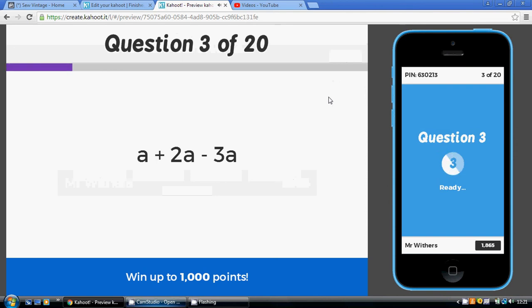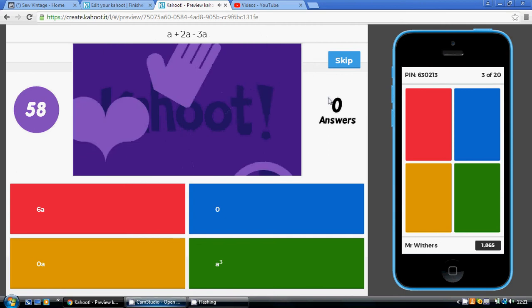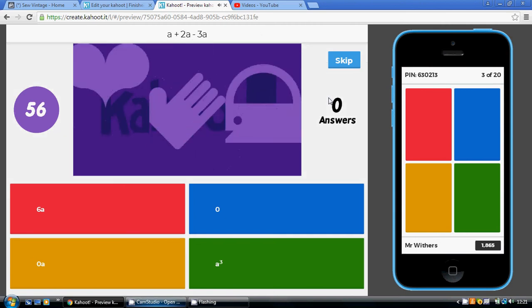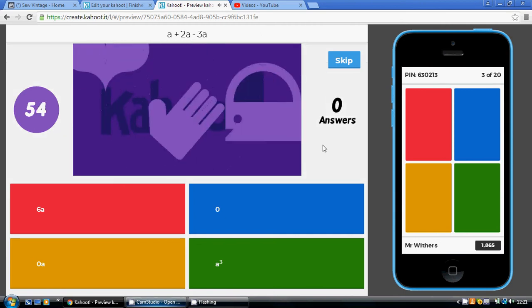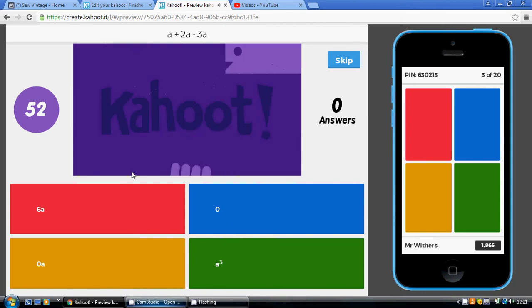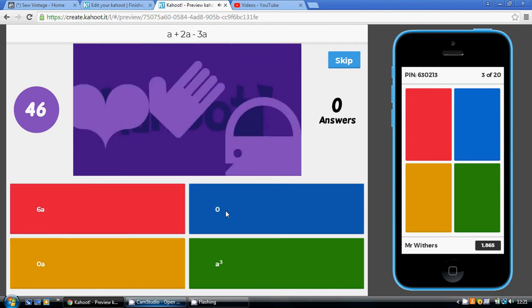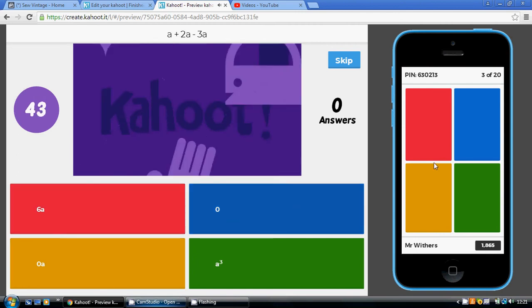So here, just again, just work your way along. A plus 2a is 3a. And then 3a taking away another 3a is 0. So 0 is the answer here. I suppose technically 0a is not wrong. But really, 0 lots of anything, you should just say 0. So B is definitely the preferred answer. Blue, rather.